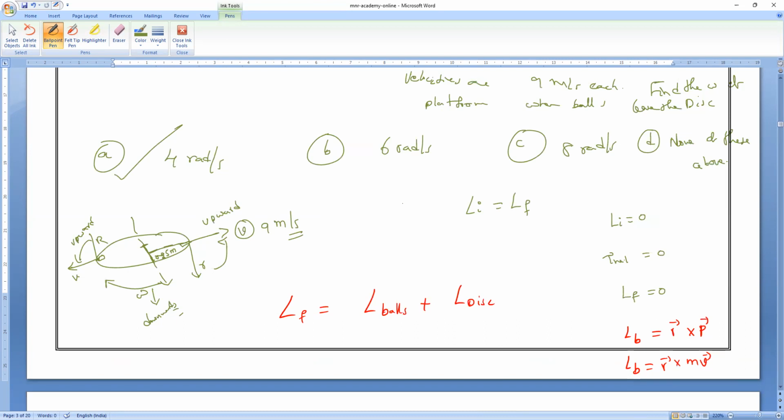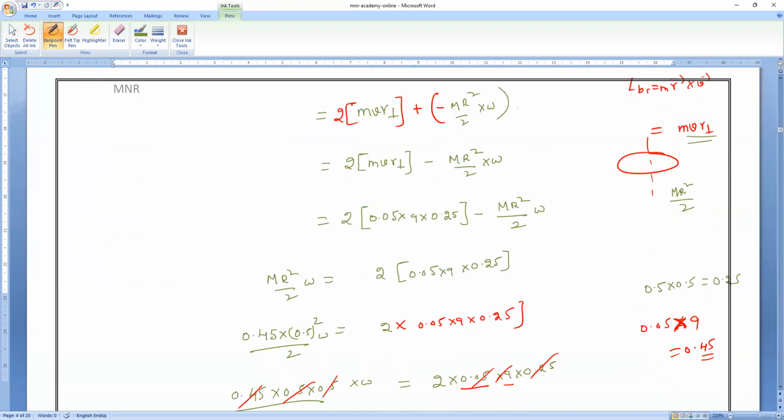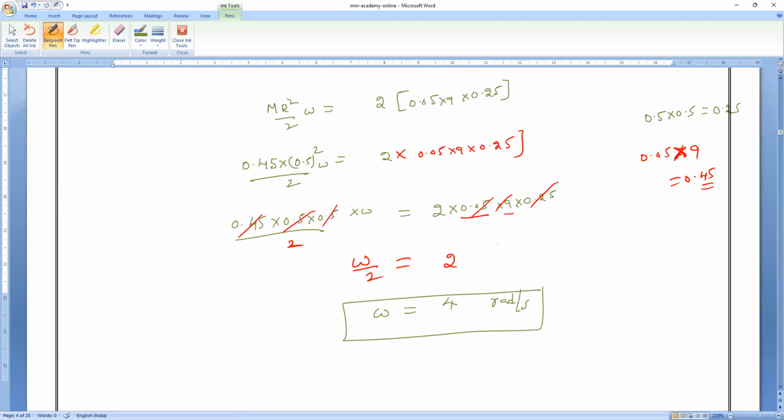Understand? So that's how you have to make it. 2 balls are there, so that is why I'm multiplying with the 2. Anybody having doubt, you can ask me. So 2 balls it is. If you solve it, you will get it.